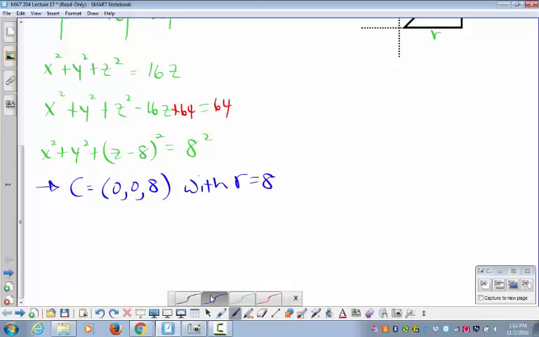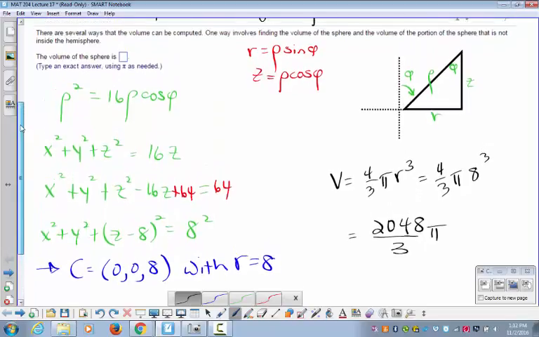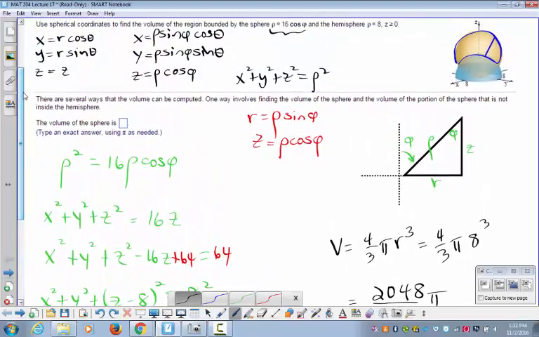So that's what the sphere is. Now we want to find the volume of that sphere. The volume of a sphere is 4/3 pi r cubed. So the volume of the sphere is 4/3 pi times 8 cubed. What's 8 cubed times 4 divided by 3? Somebody do that. I can't see up here. 2048 over 3 times pi. So that's the volume of the gold ball, the sphere. All right, so that's our starting point. Got the volume of the sphere.